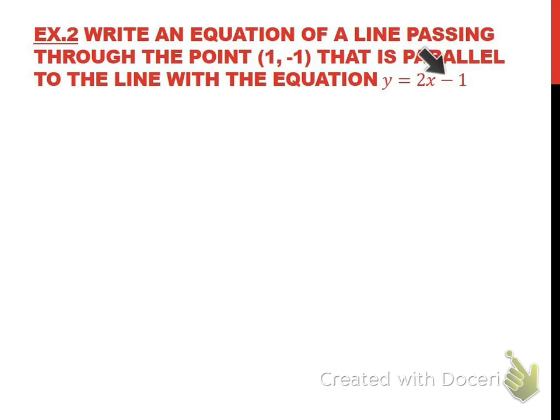So if I am parallel to this line, what slope do I want to use? 2. I want to use the same slope. So if I'm parallel, I'm using the same slope. I know my slope is 2. So far, what we know about our line is a point and a slope. So what form do you think we could start off in pretty easily? We want to end up in slope-intercept, but I don't think that's where we start.